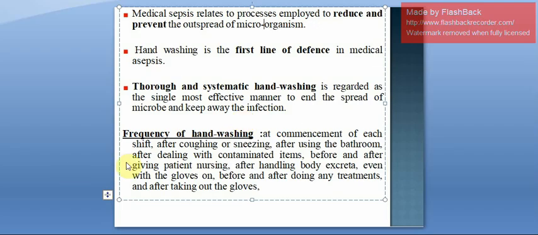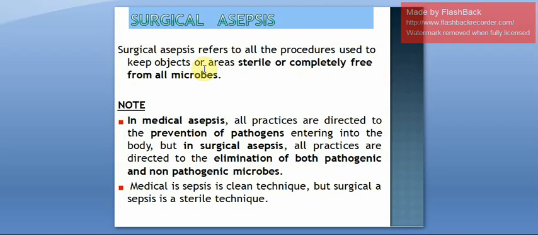So immediately once you have used gloves, or when you are removing the gloves, in that case also what you have to do? You have to do a thorough hand washing. Okay. Next, moving on to surgical asepsis.